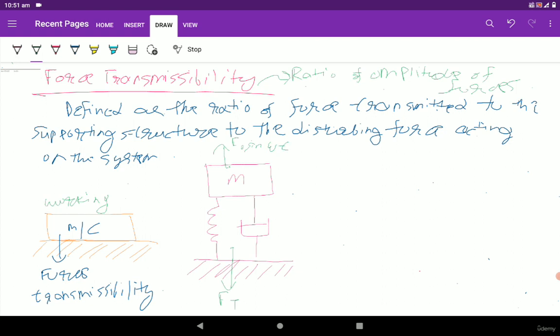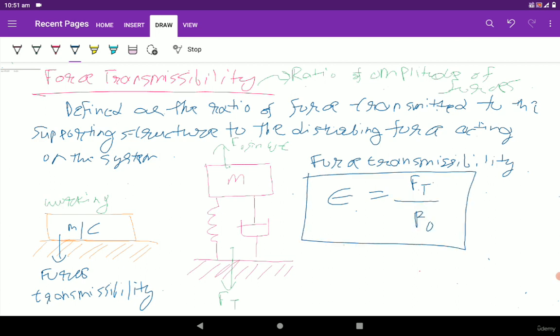So we can define the force transmissibility as equal to Ft by F naught. So this is the force transmissibility. Now moving to the next topic, that is the motion transmissibility.